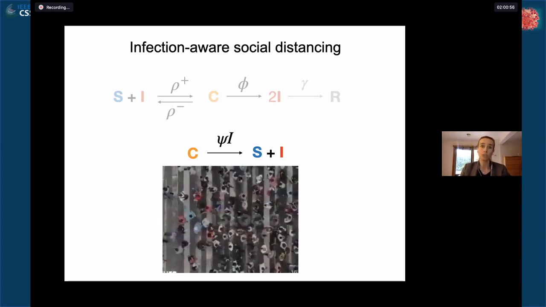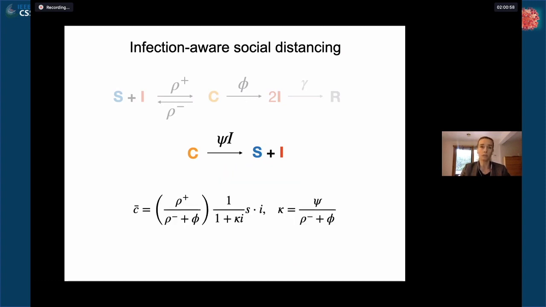So with this additional reaction, you can actually find a new equilibrium for the contact species, and you define a new parameter, kappa, over here, which depends on the rate at which you are sensitive to infected, as well as the dissociation and the probability of infection. Okay, and as you can see, this new term appears over here, which is 1 over 1 plus kappa I. And here you have another constant, which is akin to the beta that we found before.